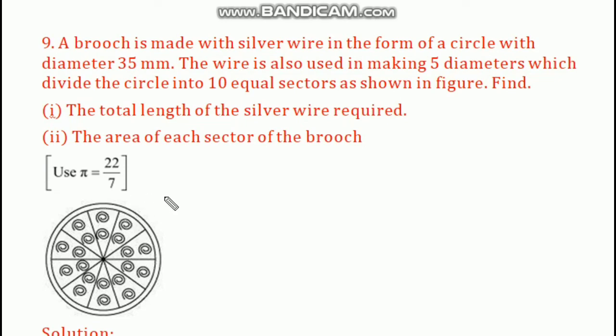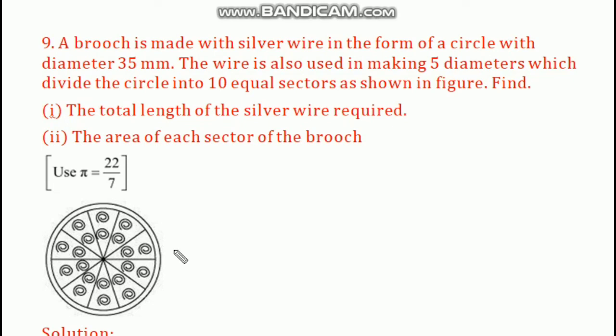At the same time, here we need to find out the required wire for 5 diameters. Okay, so 1, 2, 3, 4, 5. For these 5 diameters we require some length of wire. So here we need to find out the total length of silver wire required for this circle and 5 diameters, for the decoration.